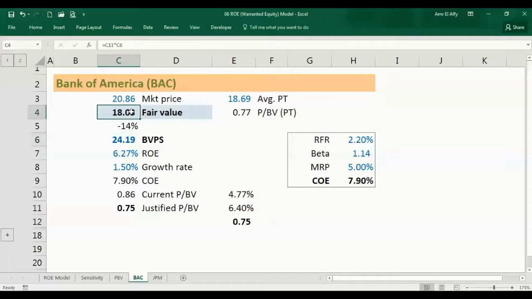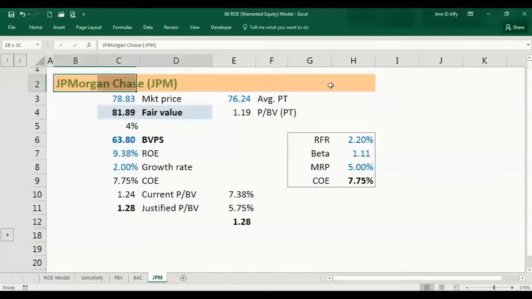So the book value is 24, but the market price is 20, less than book value. You cannot just jump to a conclusion and say, okay, the stock is undervalued, it's trading below book value. No, you have to look at ROE compared to cost of equity to make sure that the bank is generating enough return to make up for the required return that you require.